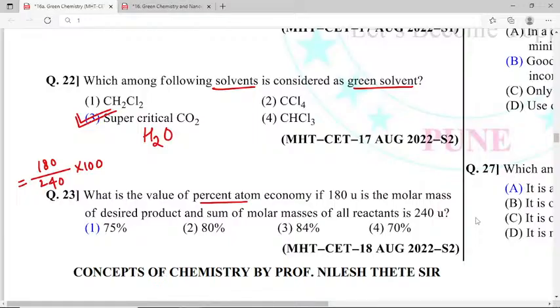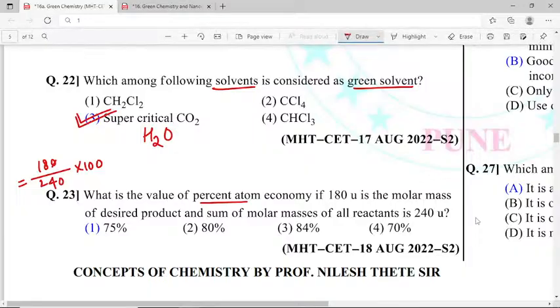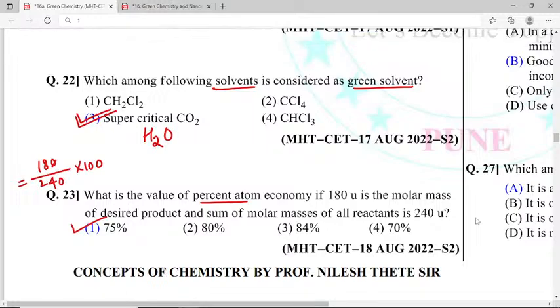Okay, please solve the question. 0 0 get cancelled. Okay, so simple, the 0 0 get cancelled. So we'll get the answer 75, right? Get it? Okay, next question.